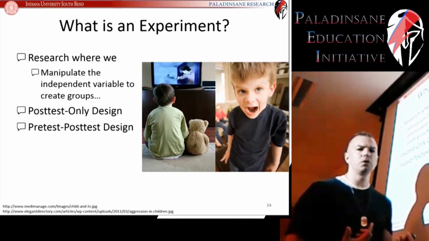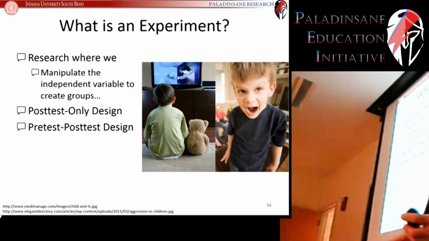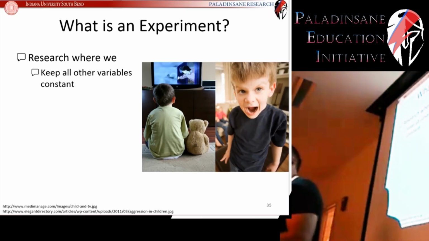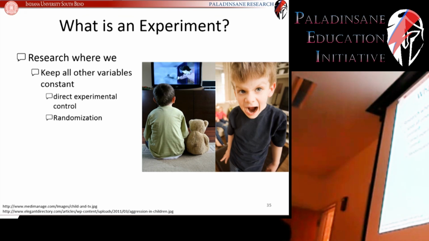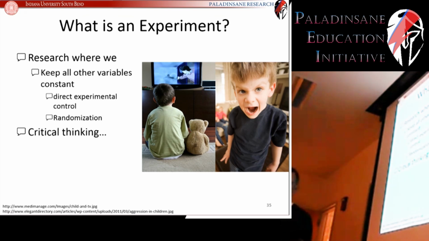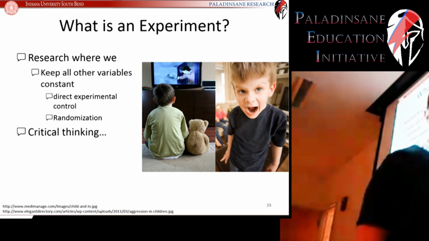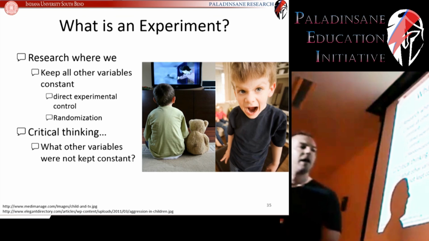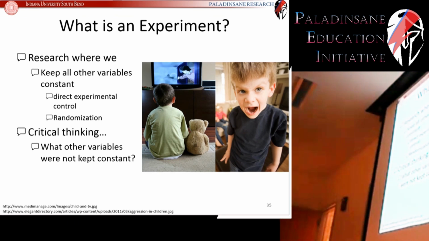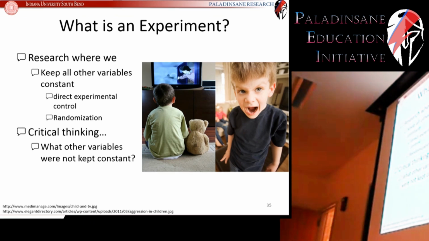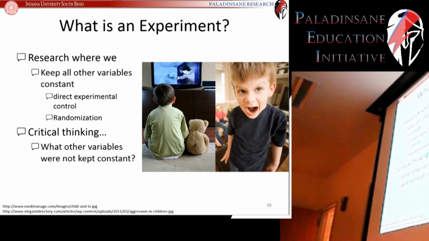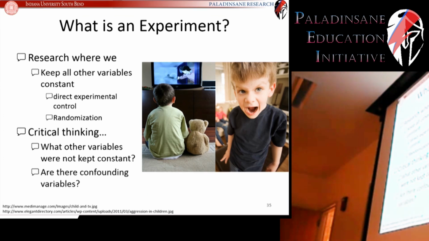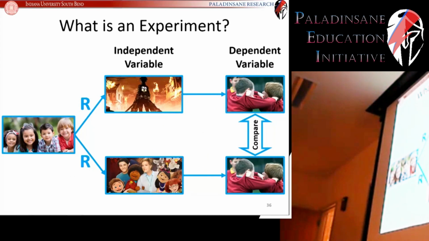All right, so those are the two basic designs. And remember, we want to keep all our variables constant through those direct experimental controls or randomization. So what we're going to do now is a little critical thinking exercise, and we're going to take a look at our experiment here. And what I want to know is what other variables in this description were not kept constant that could be an alternative explanation. And basically, what are those confounding variables. So let's take a look at this post-test only design right here.